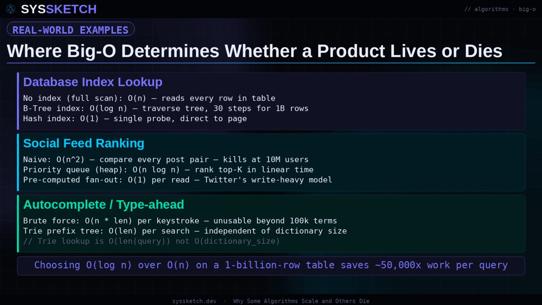Every one of those decisions is a complexity trade-off. The third is autocomplete. Scanning every word in a dictionary for prefix matches on every keystroke is O(n) times the length of the query. Unusable beyond a few 100,000 terms.